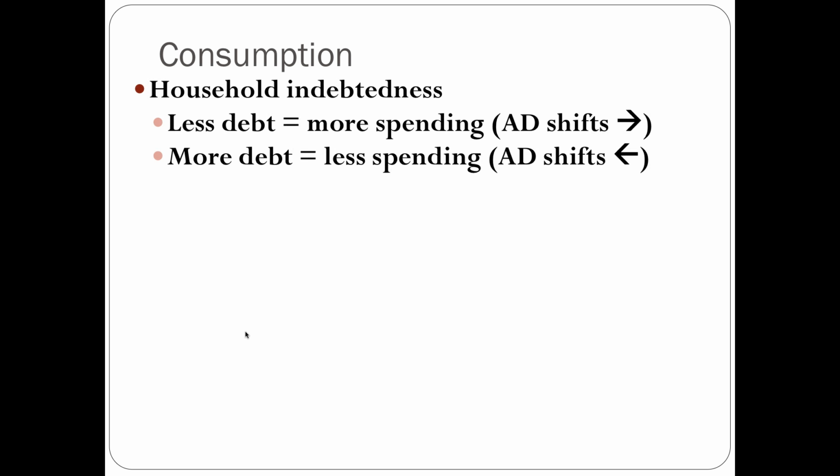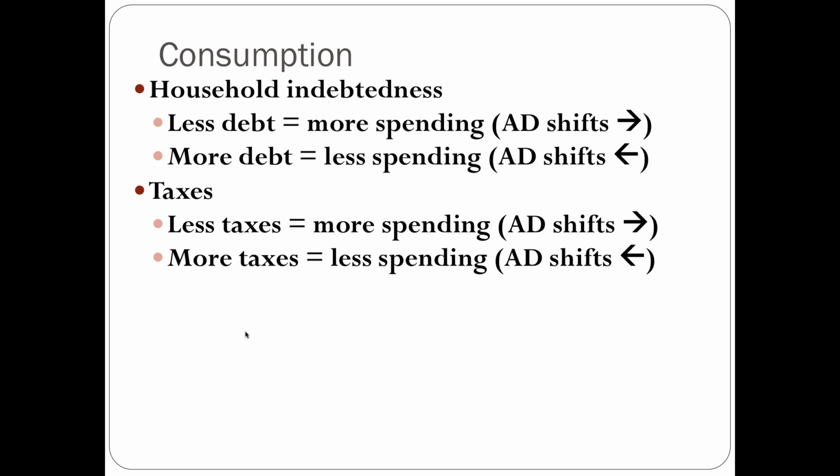Household indebtedness. Less debt, people are going to feel bolder. More spending, aggregate demand shifts to the right. More debt, less spending, people feel a little scared. Aggregate demand shifts left. Taxes, less taxes, more spending, people have more take-home pay to spend. So aggregate demand shifts to the right. More taxes, less spending, aggregate demand shifts to the left.